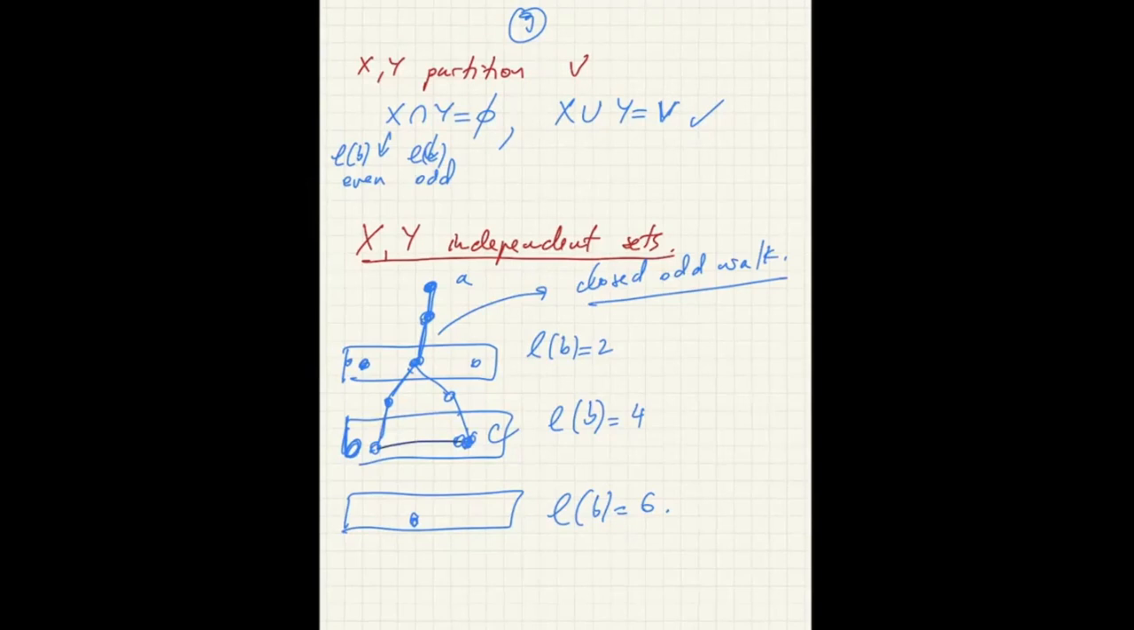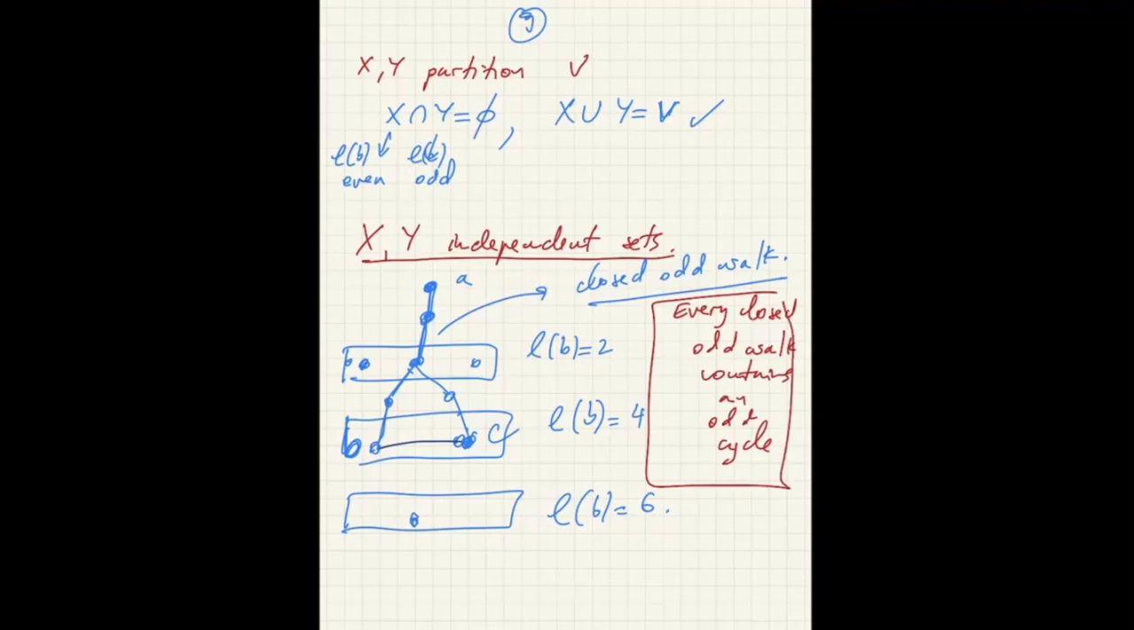And we will prove, and this is in the textbook, and please read it before Wednesday, that every closed odd walk contains an odd cycle. But that's a contradiction, because our hypothesis is that the graph doesn't have any odd cycles, and therefore this proves that X is an independent set, and similarly Y is an independent set.